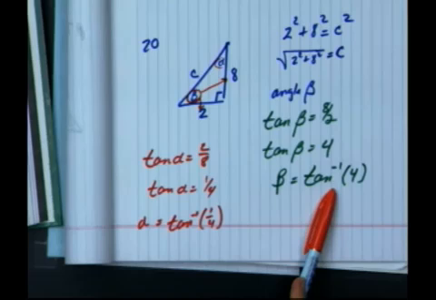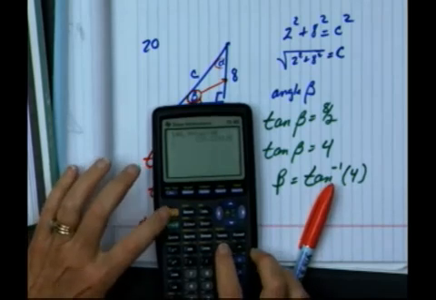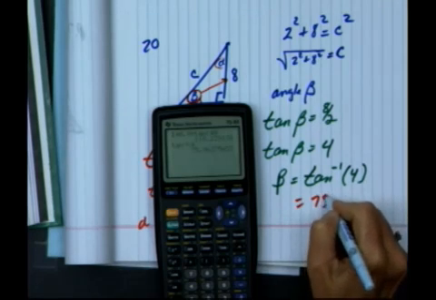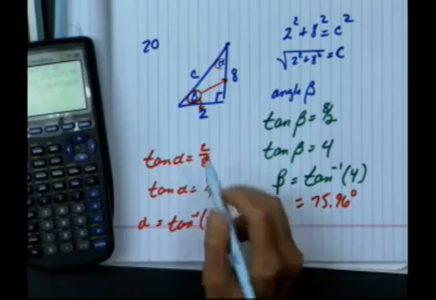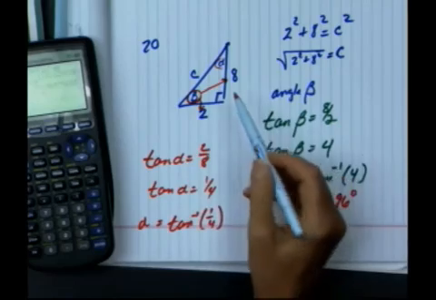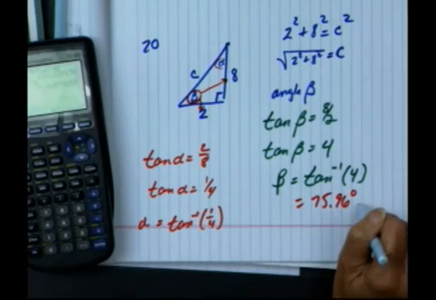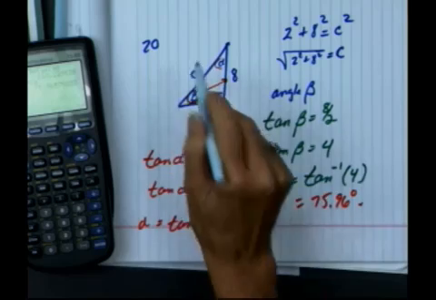Yes? Can't you just subtract after you get the first answer from 90? Once you do inverse tangent of 4, that's going to be 75.96 degrees. And you're asking, can you just subtract that from 90 to get the other? Yes, you can. What I was trying to force you to do was use only what was given to you, because if by chance you make a mistake here, then when you subtract from 90 for the other one, you've missed it also.